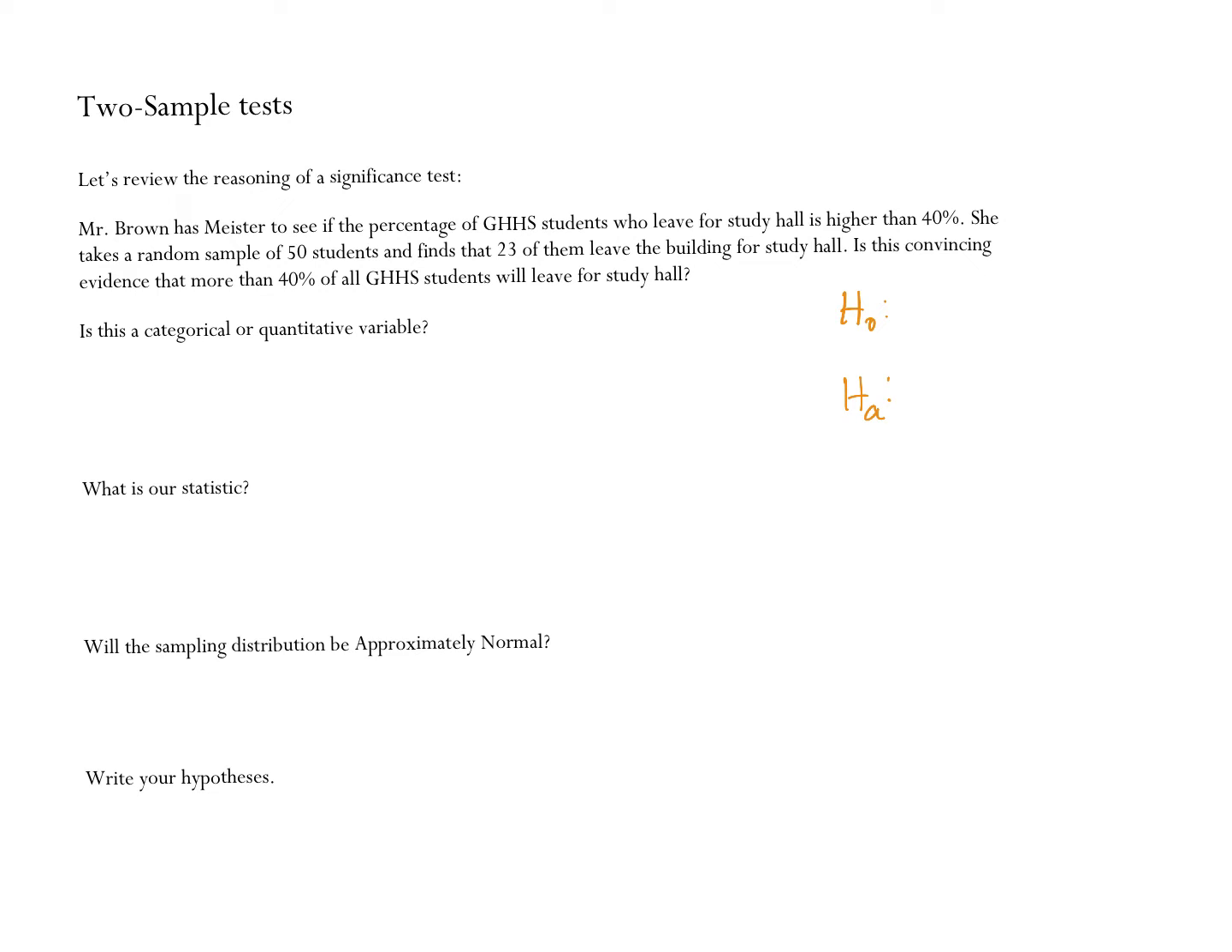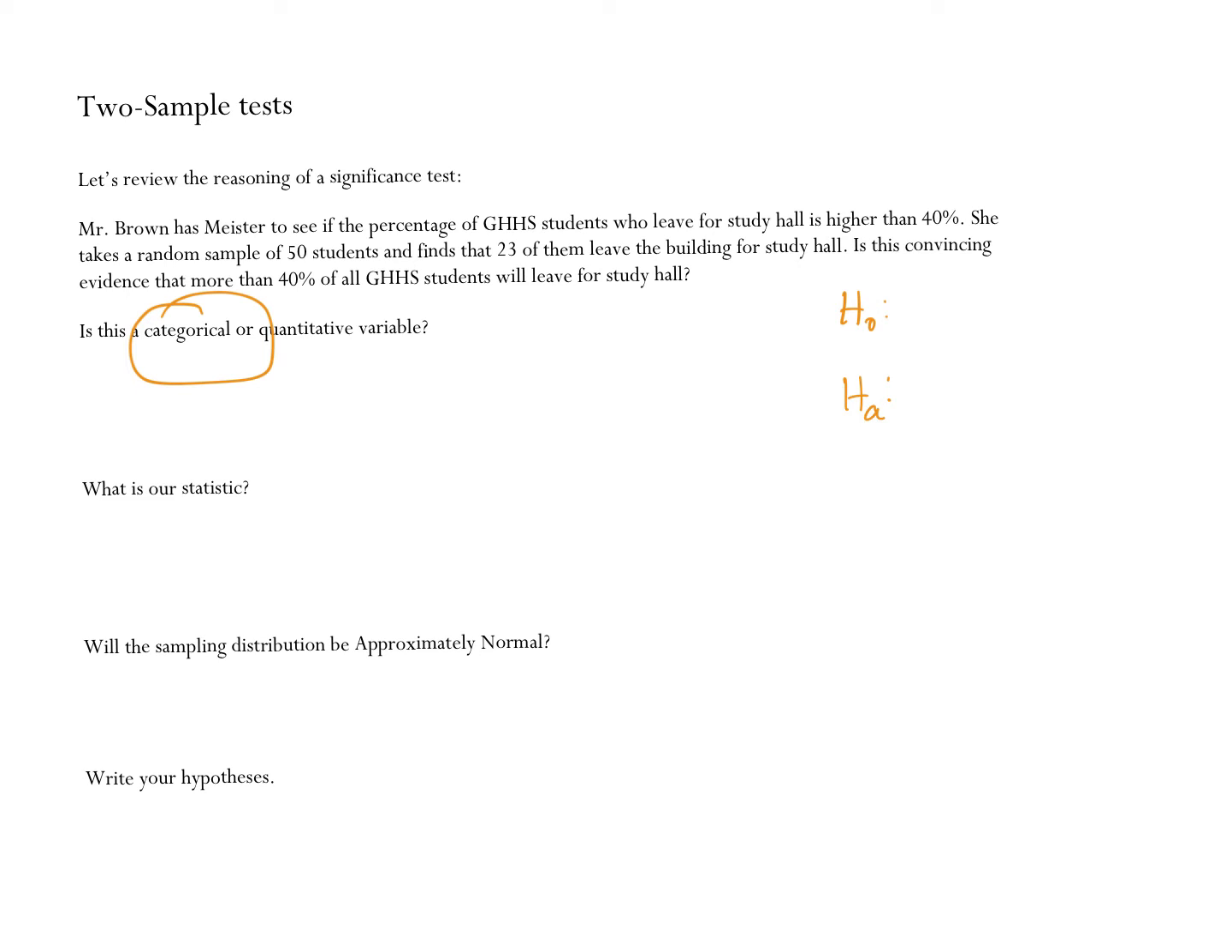Which means essentially what we're going to do is start writing some hypotheses, okay? She takes a random sample of 50 students and finds that 23 leave for study hall. Okay, guys, what kind of variable is this? Categorical or quantitative? Categorical. Because they either leave or they don't. It's a yes or no question. And so, guys, even though I gave you numbers to summarize what was said, what was said was, do you leave for study hall or not? Okay? Is everybody with me? All right. So this is categorical.